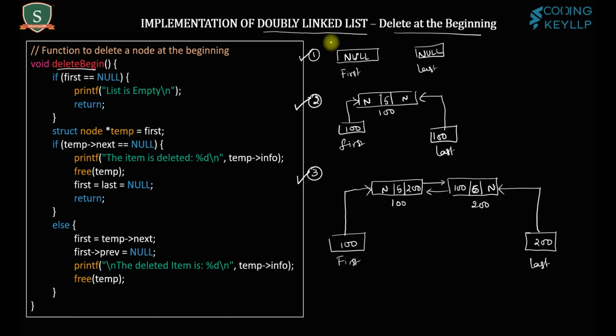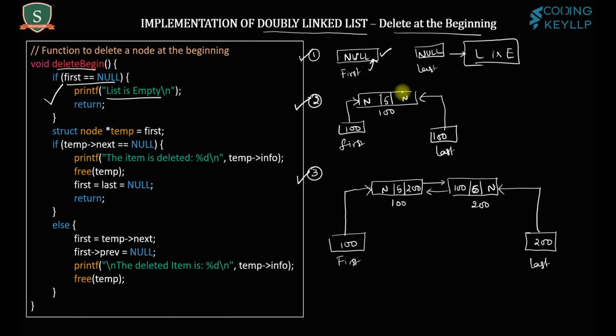Delete begin. If the list is empty, if first is equal to null, the condition is successful. So the list is empty. What happens here? It will print list is empty. Done. Now let's look at the second condition.